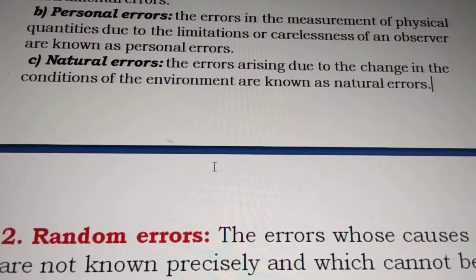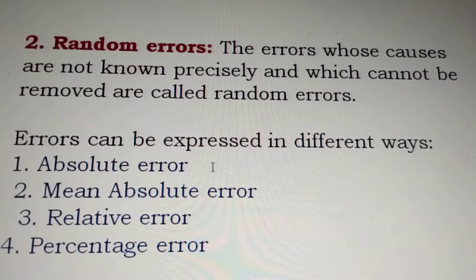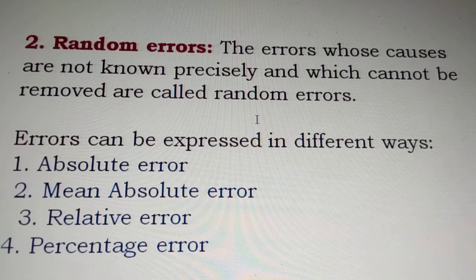So we have another type called the random error. The error whose cause, the reason for that, is not known precisely and which cannot be removed, is termed as a random error.